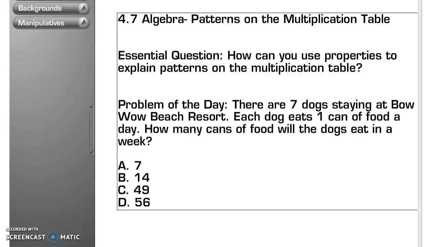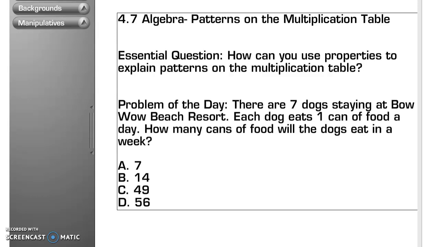Our problem of the day is there are 7 dogs staying at Bow Wow Beach Resort. Each dog eats 1 can of food a day. How many cans of food will the dogs eat in a week? Using the cubes method, I know I need to circle 7 and 1. I underline the question, which is how many cans of food will the dogs eat in a week? And box the clue words, which is how many.